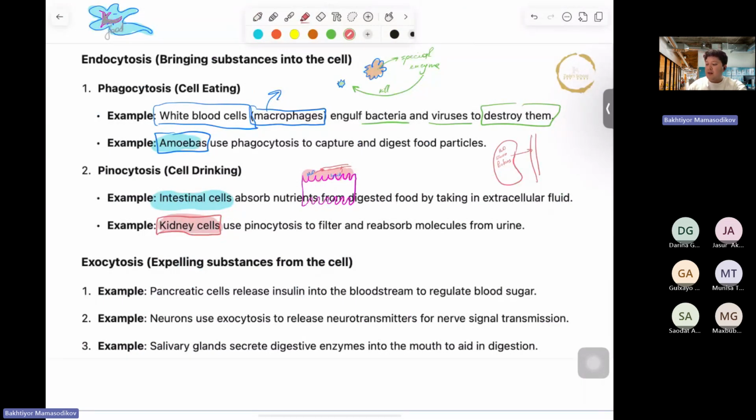So exocytosis means releasing or expelling of substances out of the cell. An example is pancreatic cells. You know what the pancreas is?